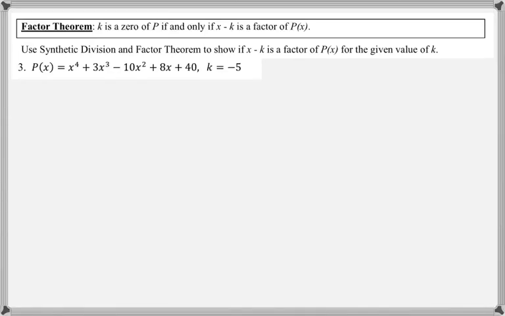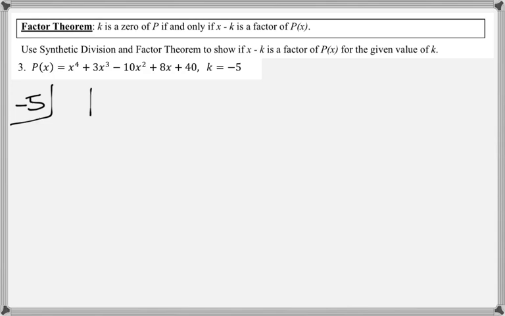The factor theorem says that k is a zero of p if and only if x minus k is a factor of p of x. So they want us to use synthetic division and the factor theorem to show that x minus k is a factor of p of x. So I'm going to take the k, which is -5, and I don't need to do the opposite because they've already done that for me.